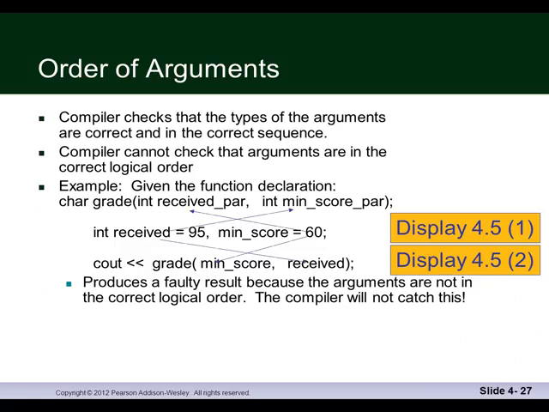Okay, so in this case, I have a char as a return. I have grade, int received, and int mean score as parameters. So when I set int received equal to 95 and mean score to 60, I have changed these things because I put the minimum in the first one and received in the second one. The program doesn't care. It's going to pick up the first one. So if I put this order wrong, what's going to happen? It's going to take the received for the minimum score, and the minimum score for the received. It just goes with the order. It does not care about the name.